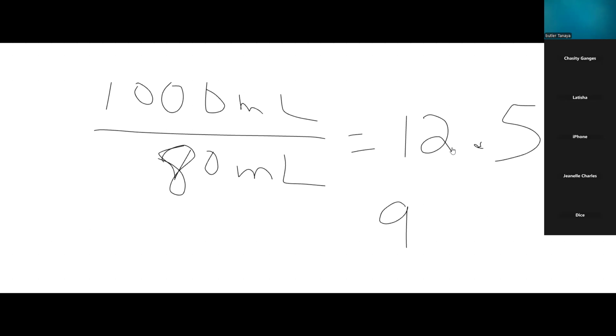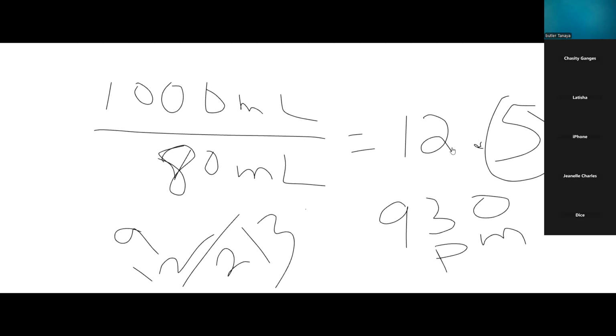Right. Now I've got to turn it to military. So I'm going to take the 9 and add 12, and that's going to give me 21 plus my 30. Good there? Yes. Everybody good?